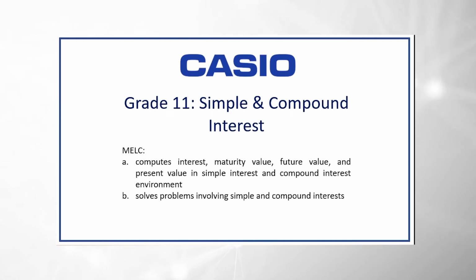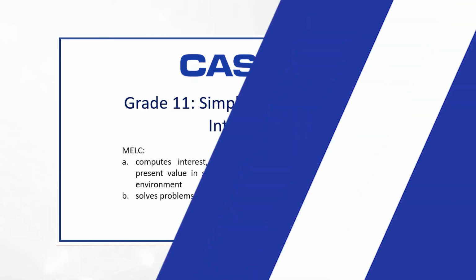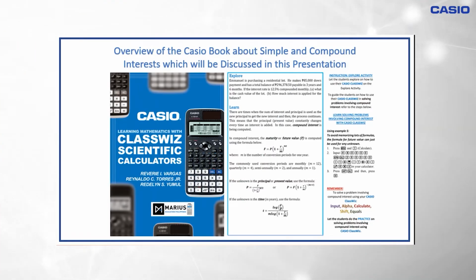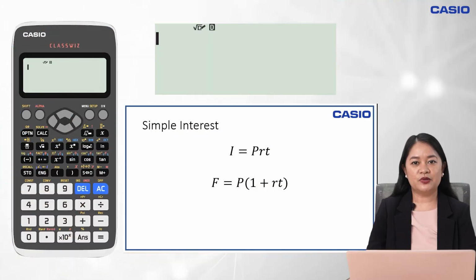For this video using CASIO Calculator, we will solve problems involving simple and compound interest. The examples and steps to be discussed in this presentation are also indicated in the CASIO book about simple and compound interest. To begin with, an interest is the rent paid for borrowing or using a certain amount of money called the principal. The rate of interest is the percentage of the principal that will be charged for a specific period of time. For problems involving simple interest, the interest is computed by getting the product of the principal, the annual interest rate, and the period of time in years.